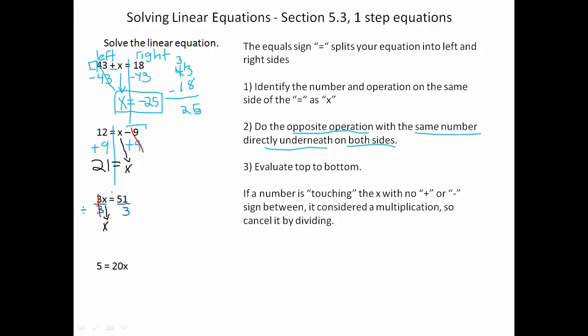Oh, I forgot to put my line. I put my equal sign, and then 51 divided by 3. If you punch that into your calculator, or if you do it longhand, you'll see that that's equal to 17. And so my final answer for this one, I've got x on one side of the equal sign and a number on the other side. So that means x equals 17 is my final answer here.